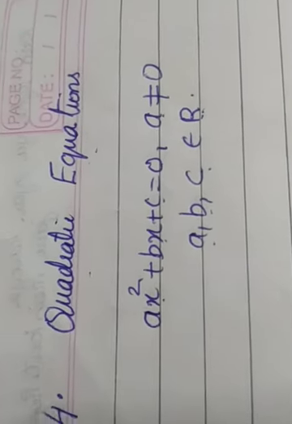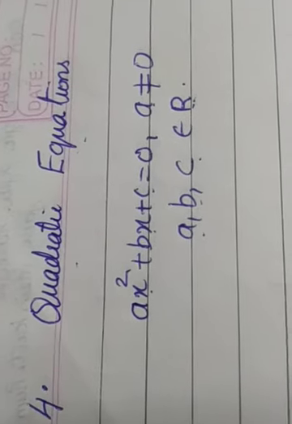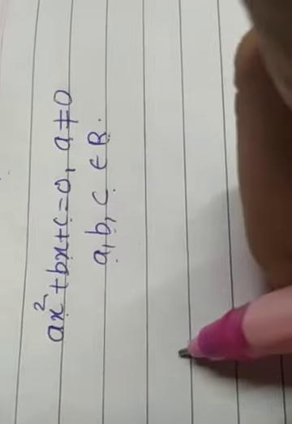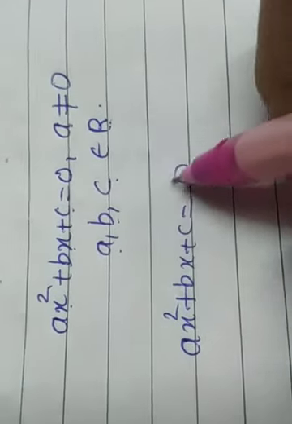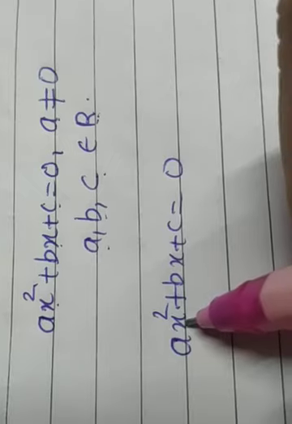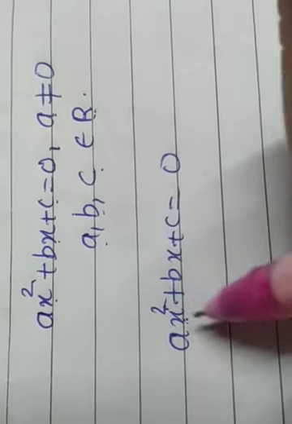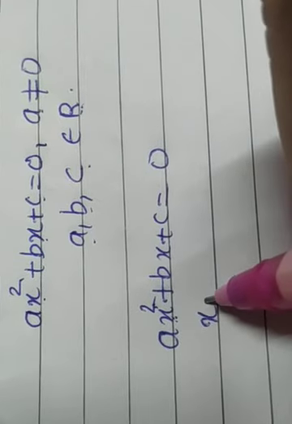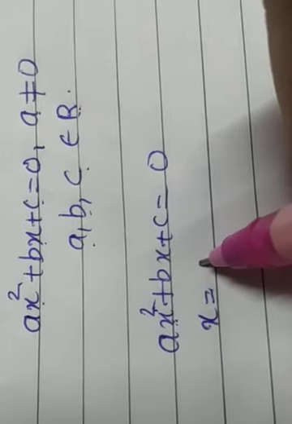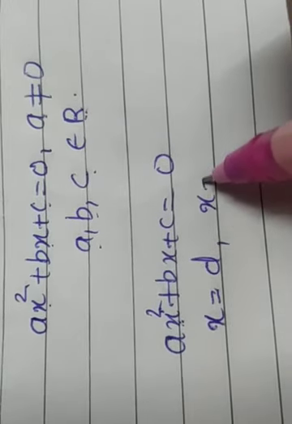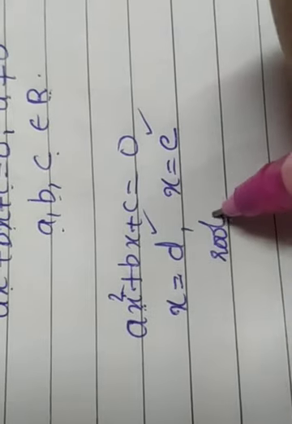The next thing was we dealt with the solution of the quadratic equation. Solution means, if I am taking the quadratic equation ax² + bx + c = 0, why is it called a quadratic equation? Because the highest power of x is 2. Since the highest power of x is 2, after solving, x will have two values. Let the values be d and e. These two values are termed roots.